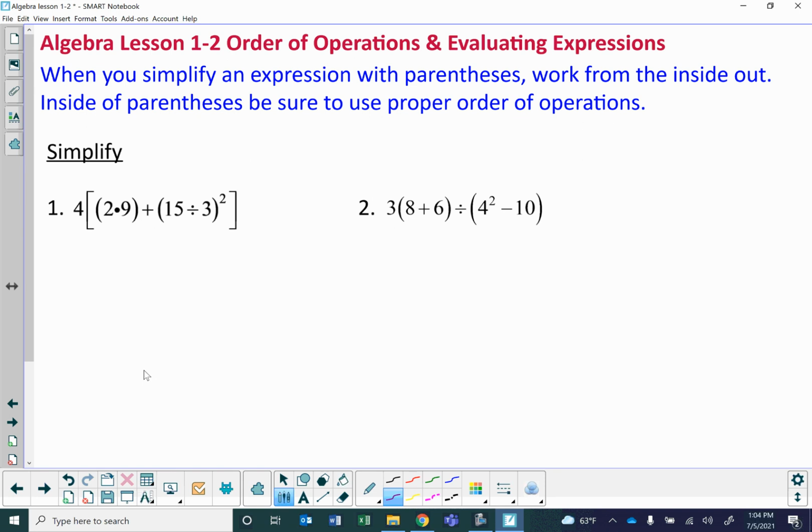All right, when you simplify an expression with parentheses, you need to work from the inside out. Okay? Innermost parentheses to outermost parentheses. And then make sure you follow the proper order of operations. So in these particular problems, they have quite a few parentheses, quite a few grouping symbols. If you look at number 1, it has both brackets and it has parentheses.